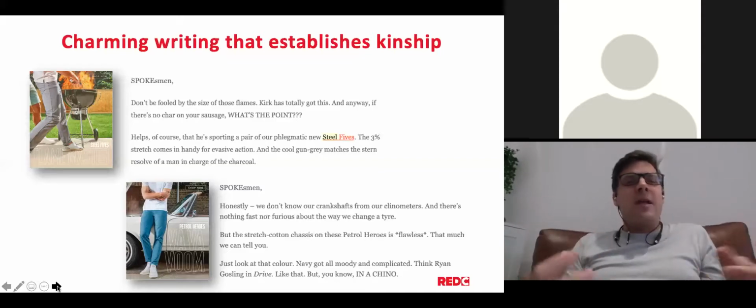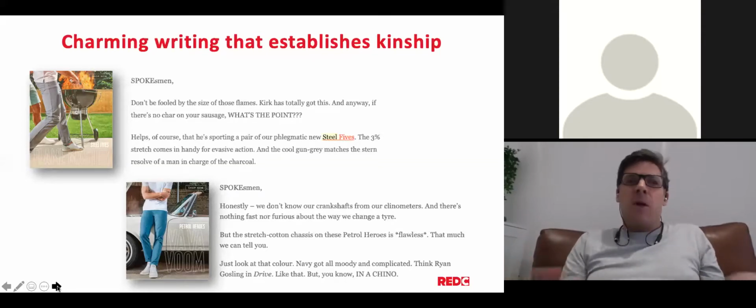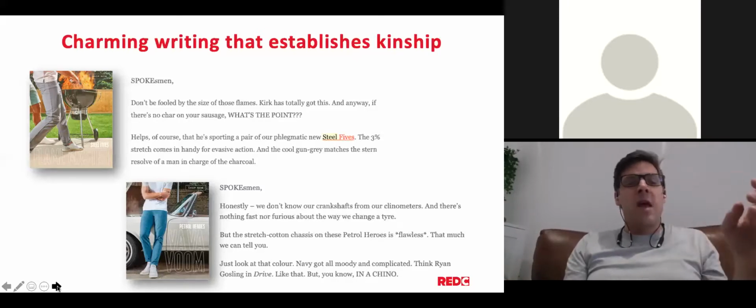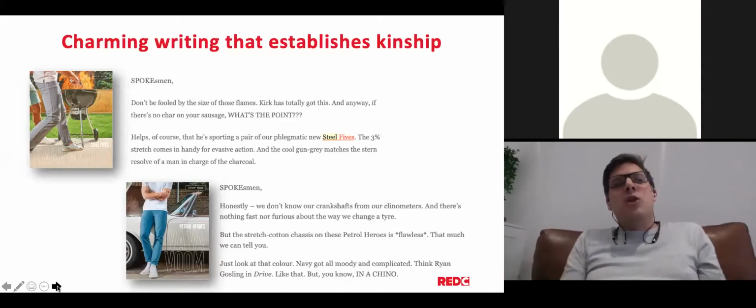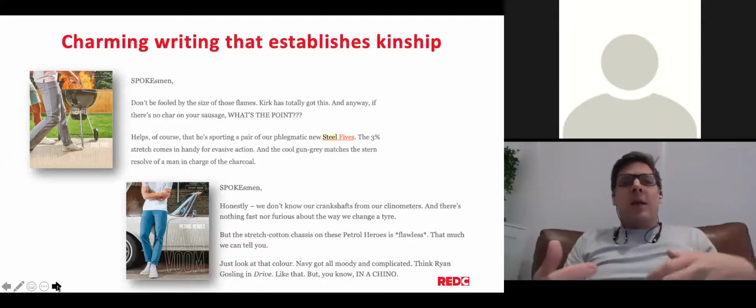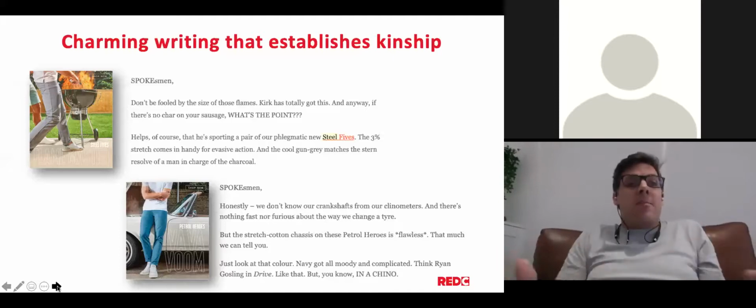So again, it's self-deprecating. The guys writing these emails don't know their crankshafts and their clinometers, but they're also making references to movies. So there's this idea of a shared experience between the person reading the email and the person writing it. And really what that's about is building the brand.